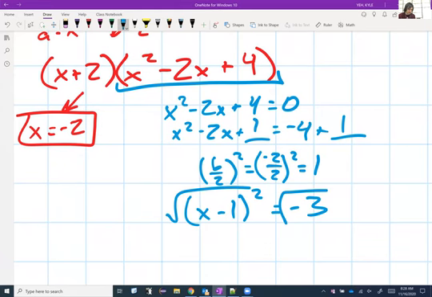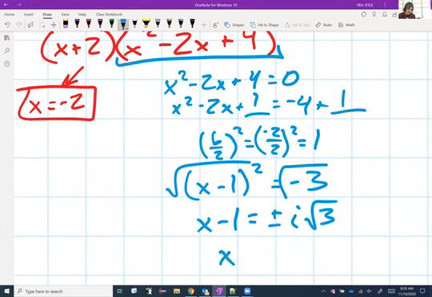Square root of both of those, x minus 1 equals plus or minus i root 3, should recognize that. And so x equals 1 plus or minus i root 3.